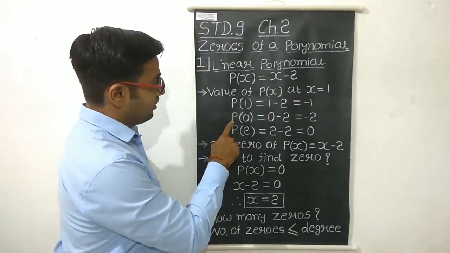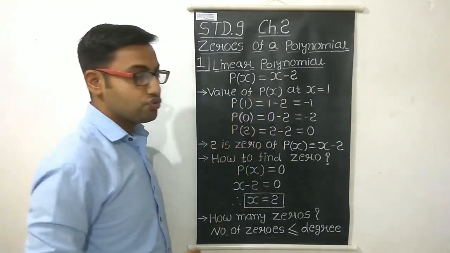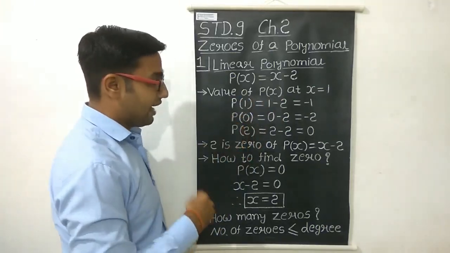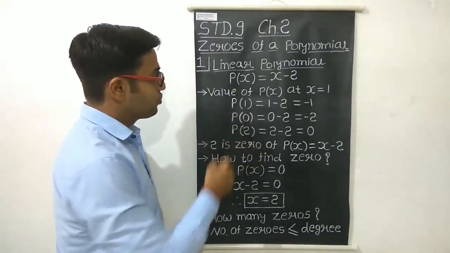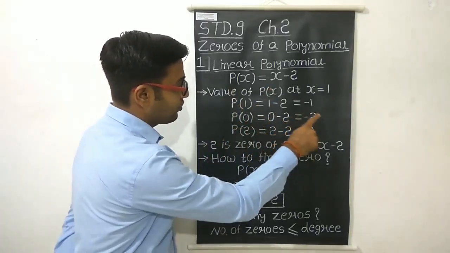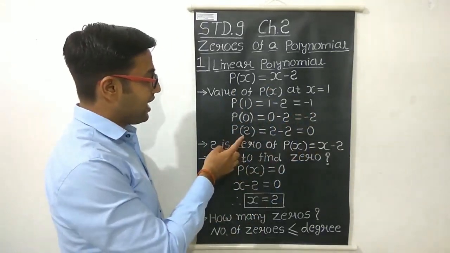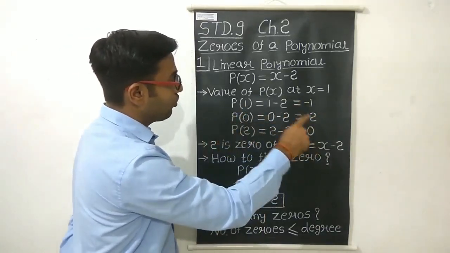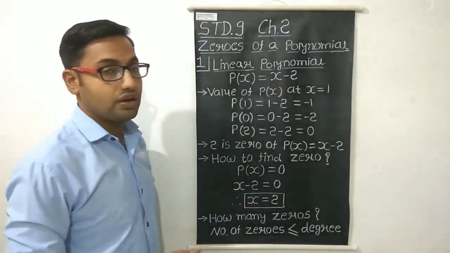Similarly, now we find the value of this polynomial at x is equal to 0. So we represent it as p of 0. Now instead of x, we have to put 0. So p of 0 is equal to 0 minus 2, and the answer is minus 2. So you can see that as we change the value of x, we get different values of this given polynomial x minus 2.